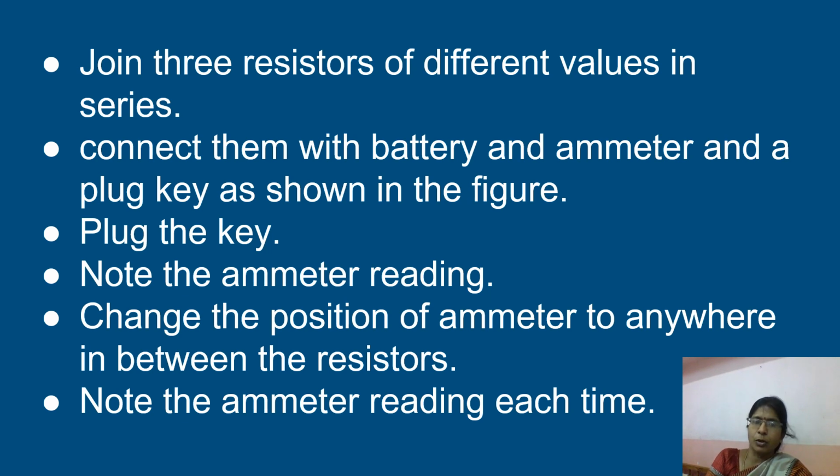Now, let's see what happens in a series circuit. Join three resistors of different values. As you have seen now, R1, R2 and R3 are different values of the resistors. So, join three resistors of different values in series. Connect them with a battery and ammeter and a plug key as shown in the figure.